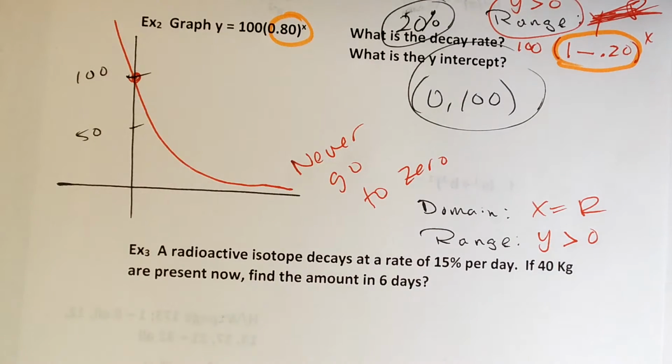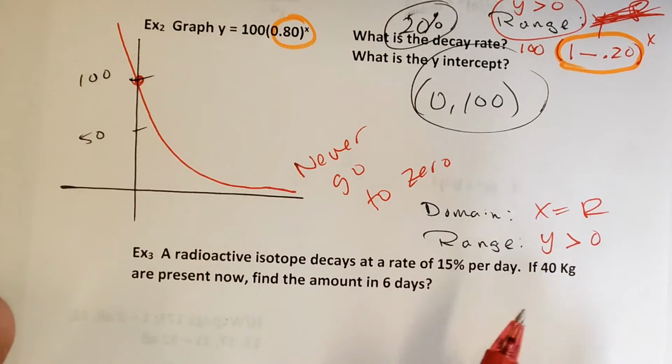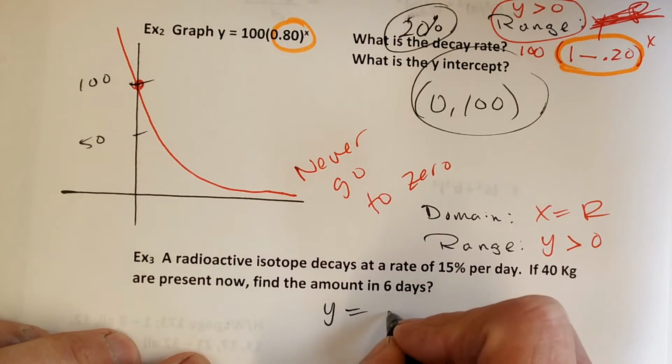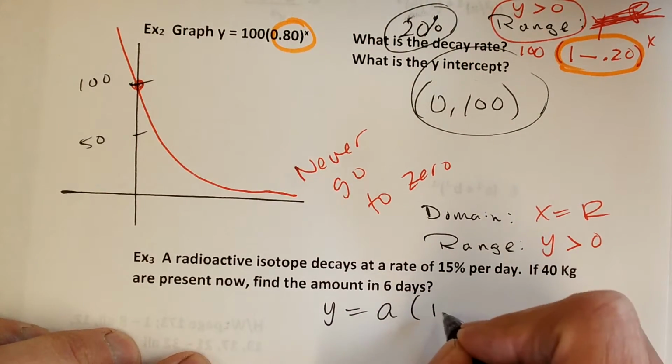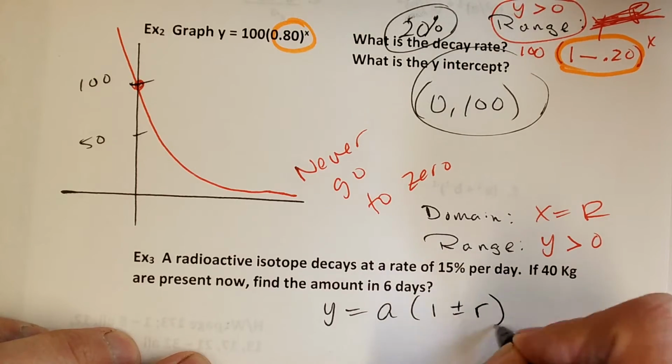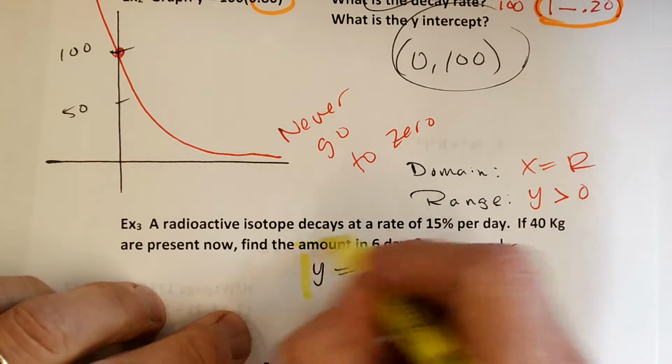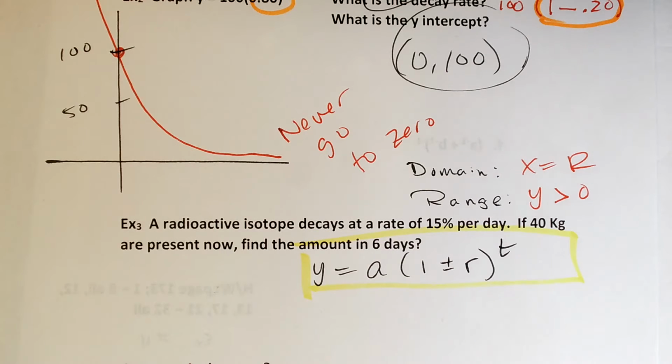Thumbs up? Okay. So example 3, a radioactive isotope decays at a rate of 15% per day, okay? If 40 kilograms are present now, find the amount in 6 days. So what we want to do is start with this equation, okay? So we've got our y equals a times 1 plus or minus r to the t. That's an exponential equation for us, okay? This is the one that we're going to use. So that's our formula that we're going to use a lot.